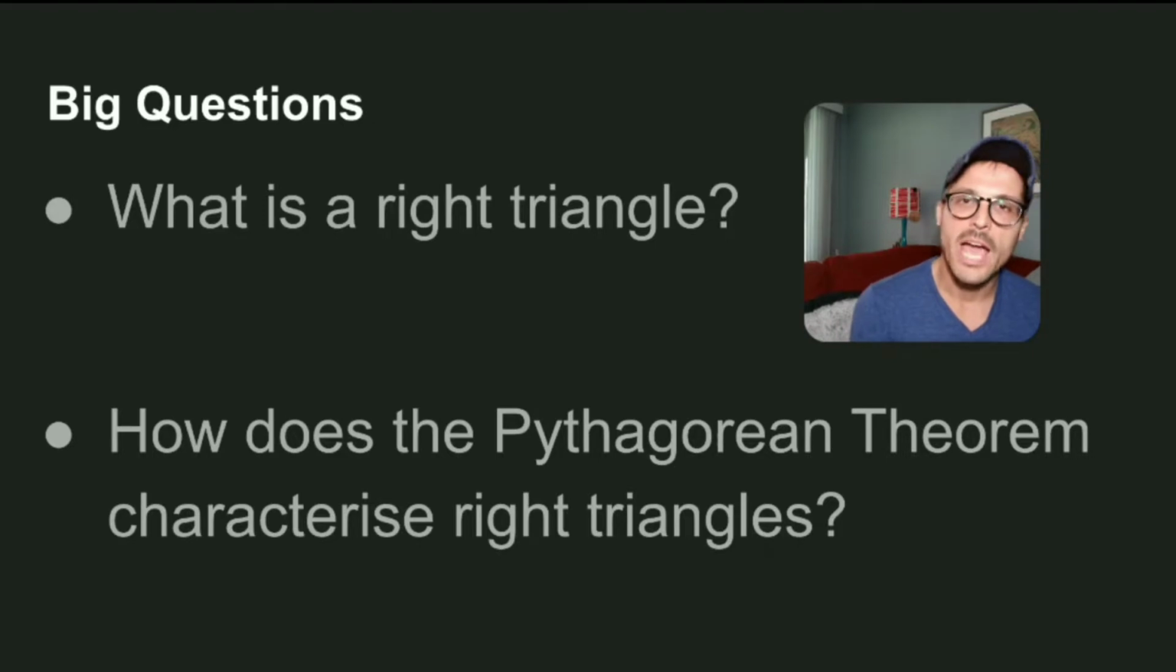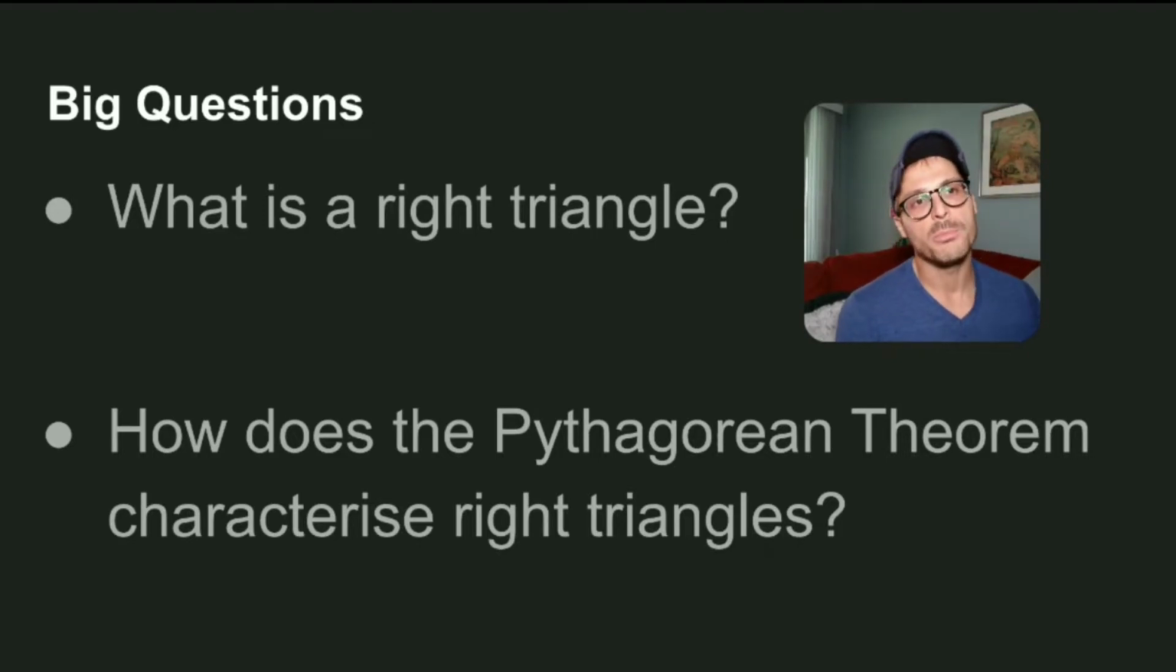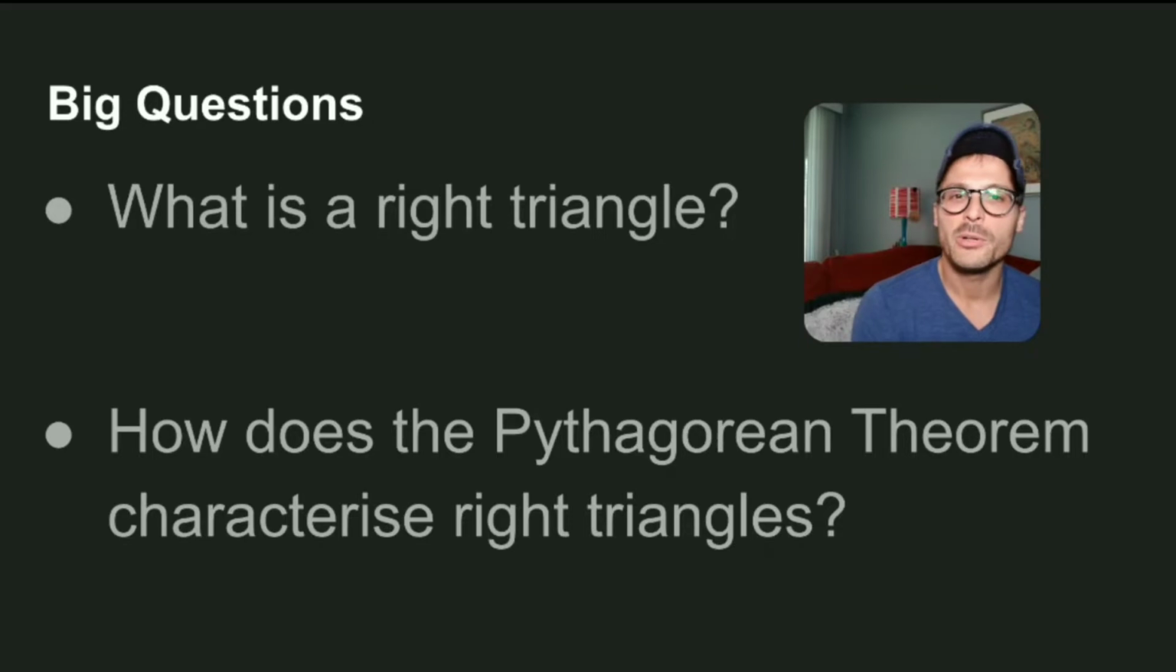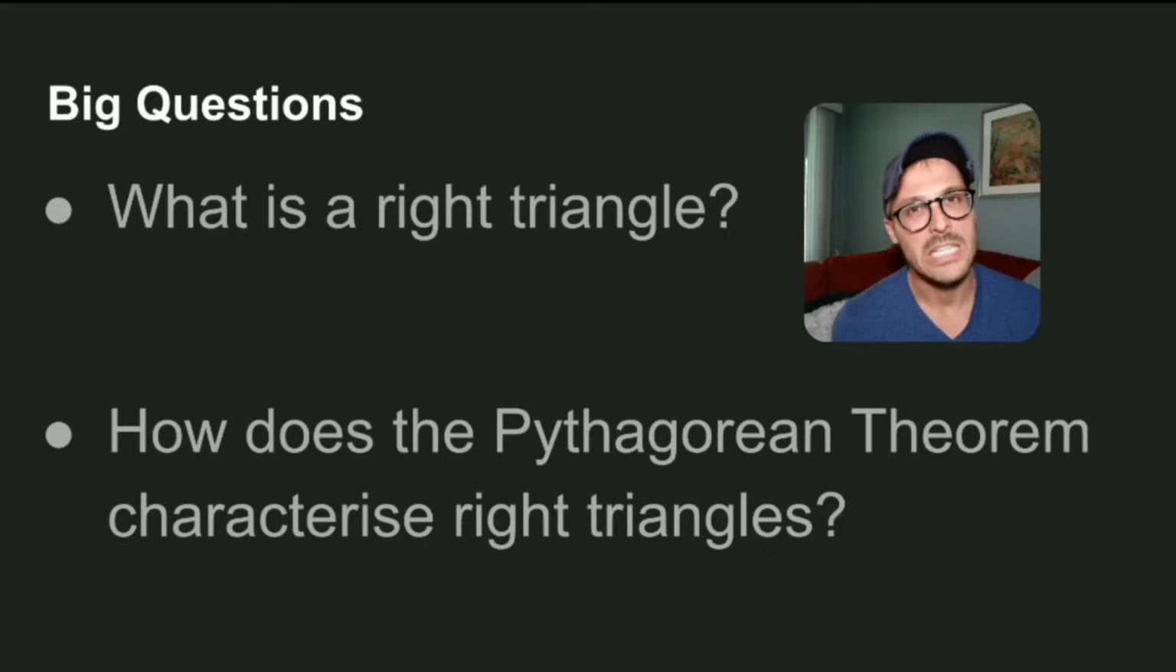So in this video, we have two big questions that we're going to look at. Number one, what is a right triangle? So what things make up a right triangle? And number two, how does the Pythagorean theorem characterize triangles? In other words, how does it make a right triangle what it is?